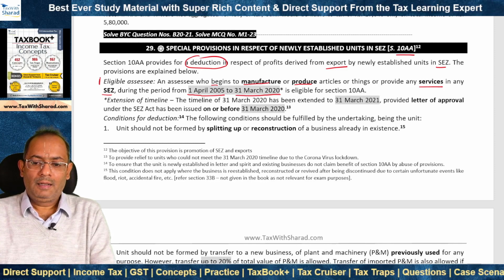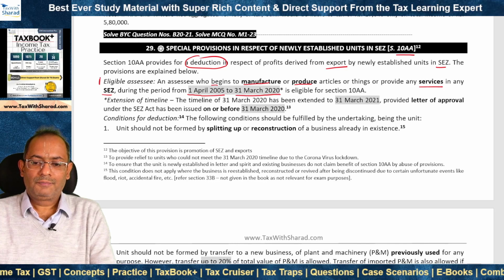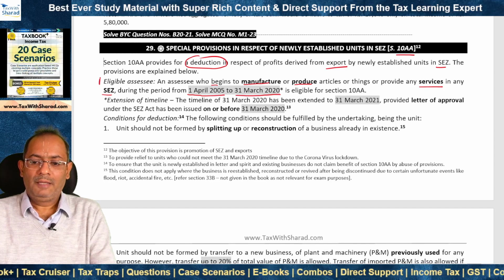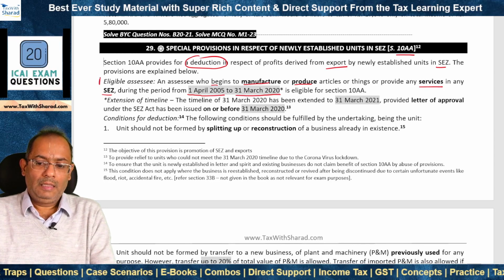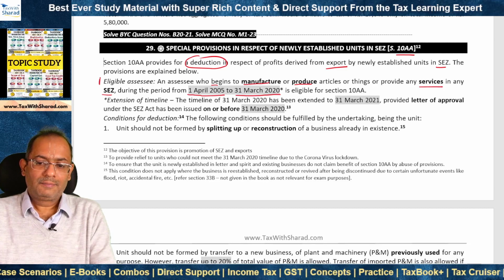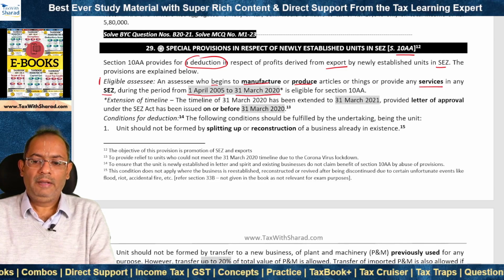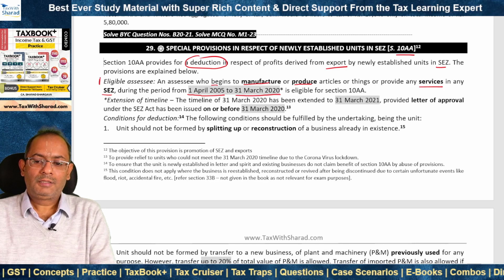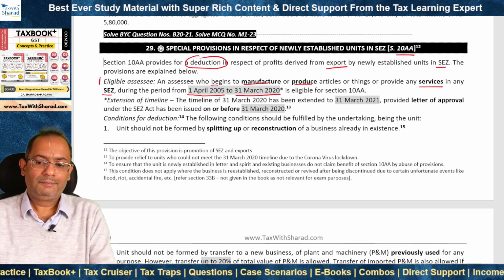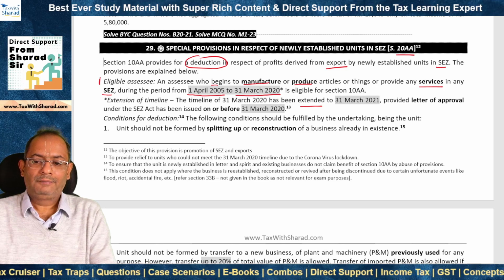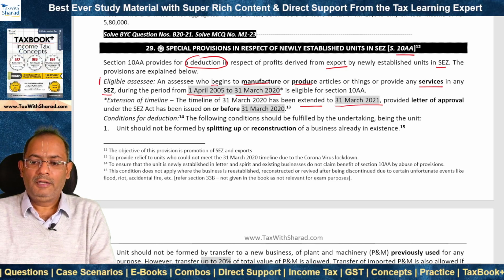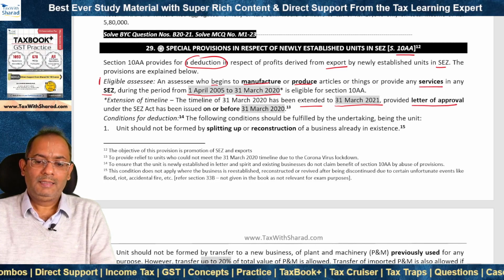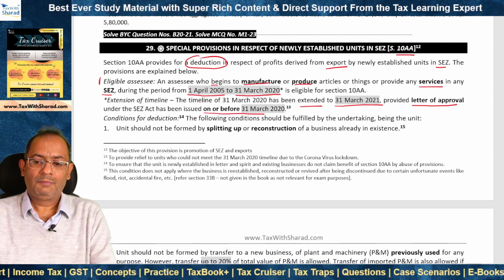Now you would remember that around the date of 31st March 2020, which was the last date for becoming eligible under Section 10AA, there was a breakdown of the coronavirus. And therefore, there were several SEZ units who were not able to meet the deadline of 31st March 2020. So a relaxation was provided to them. And this timeline of 31st March 2020 was extended. So timeline has been extended to what? To 31st March 2021, one more year. But there is a condition. Provided the letter of approval under the SEZ Act has been issued on or before 31st March 2020.